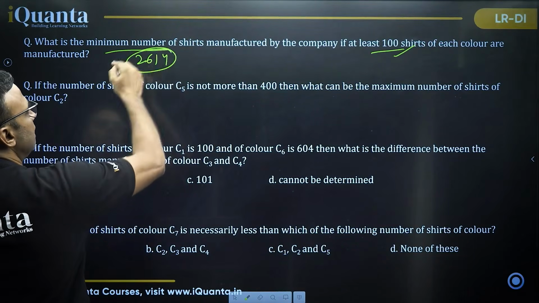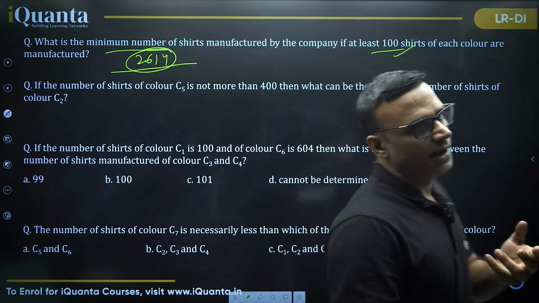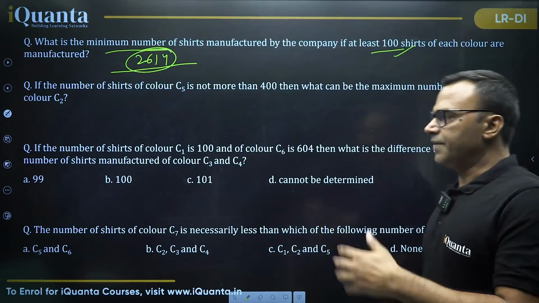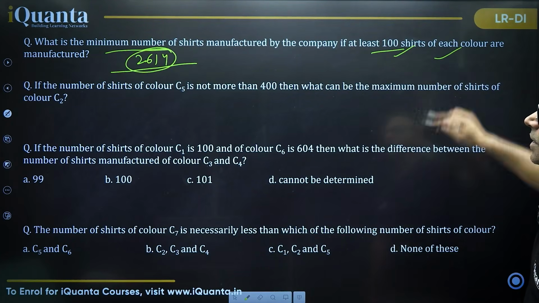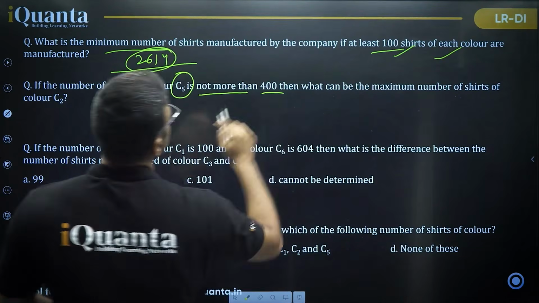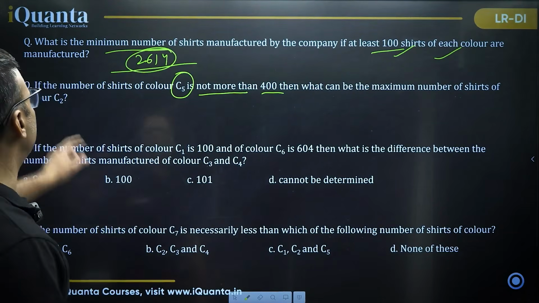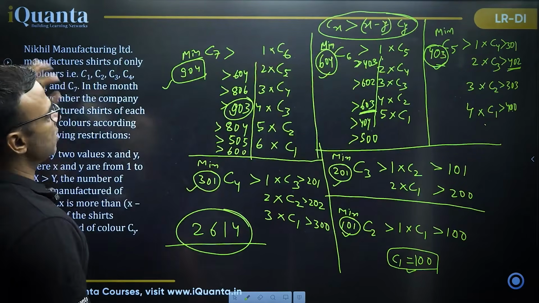Right? So that's the process. The information given was very little, but that itself contained a lot of cases, which you need to work through and then you can answer the question. So the first question is done. Second, the number of shirts of color C5 is not more than 400. Then what can be the maximum value of C2? Now if you go back, C5 is not more than 400.